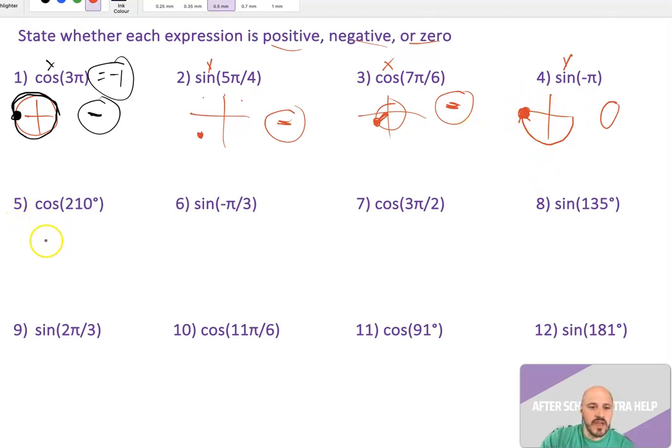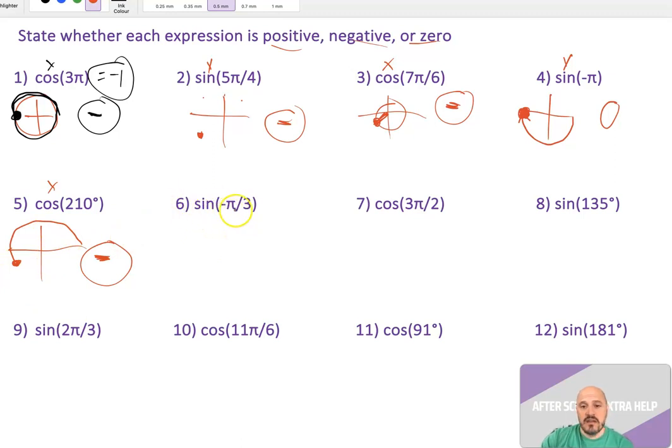Next one, cosine of 210. Well, if I draw approximately where 210 is, I get to 180. I go 30 past it, right? I'm somewhere over here. What is the x value over here in my third quadrant? Well, x, that's a negative. Right, I'm on the left of my y-axis.